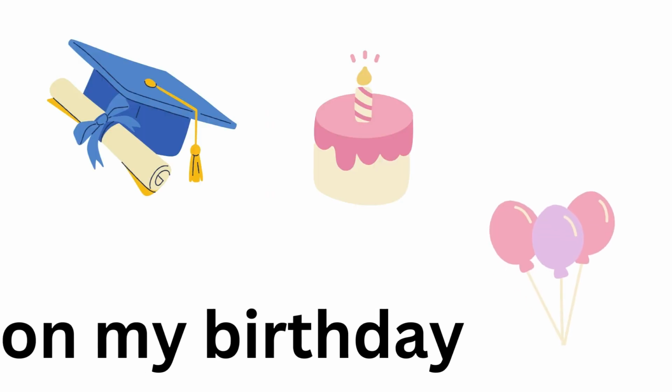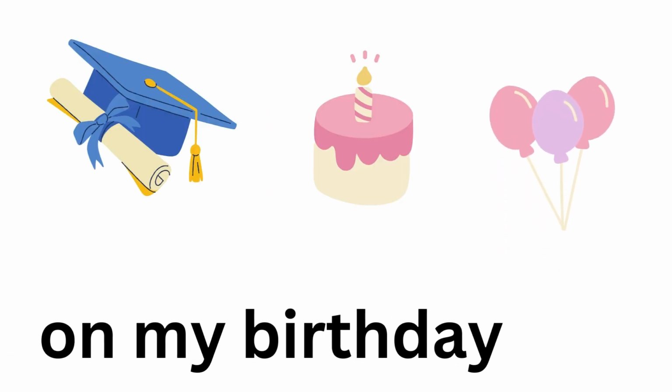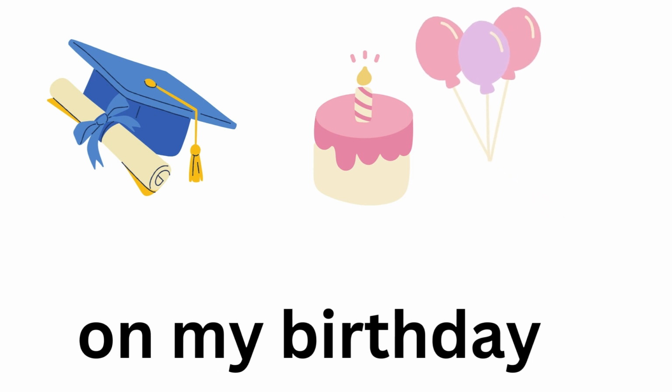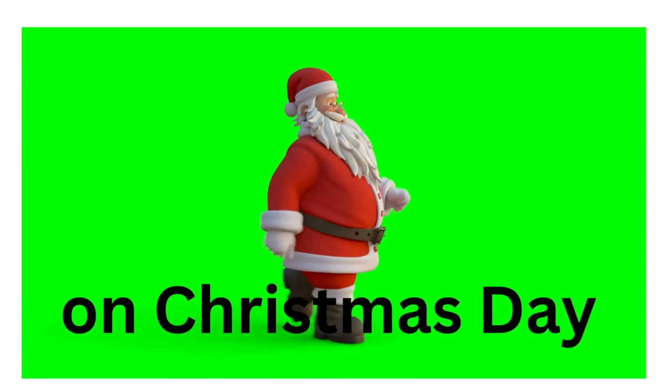We usually use on with days of the week. We say on Monday and so on. We add it also before a special occasion, so we say on my birthday or on their graduation day. On also comes before a date, so we say on May 20th or 30th.